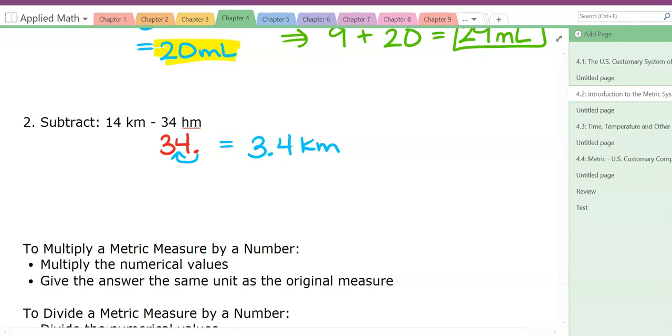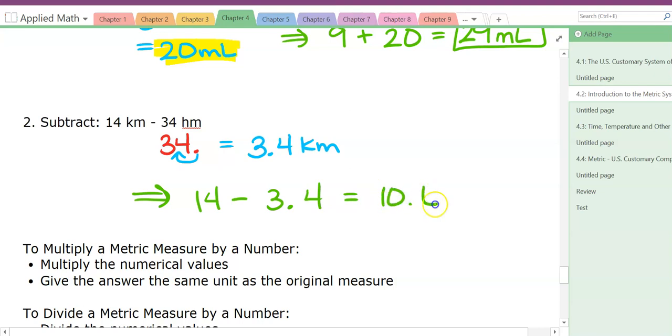kilometers. And so then to finish this off, we're going to take 14 minus 3.4, which would leave me with 10.6 kilometers.